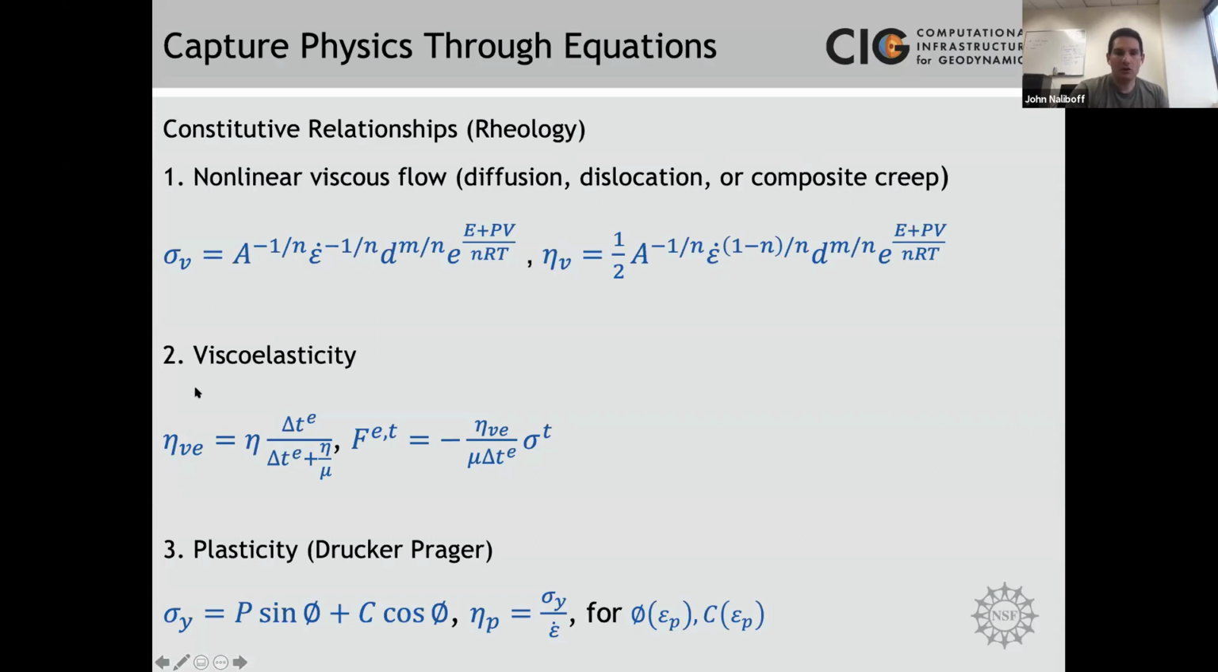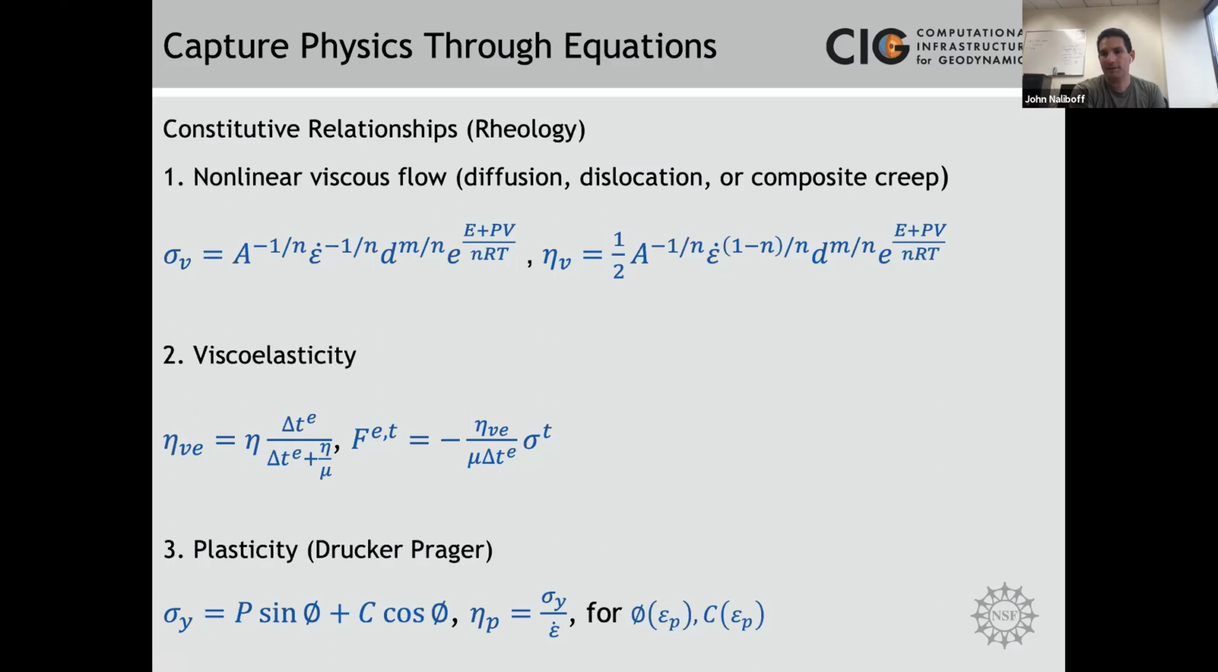Then after you calculate the viscosity associated with nonlinear viscous flow, you would do the viscoelasticity step we just went over. So you calculate an effective viscoelastic viscosity, calculate the force associated with the viscoelastic stresses, and then add that to the force balance equations. And then the final step would be to model plasticity.